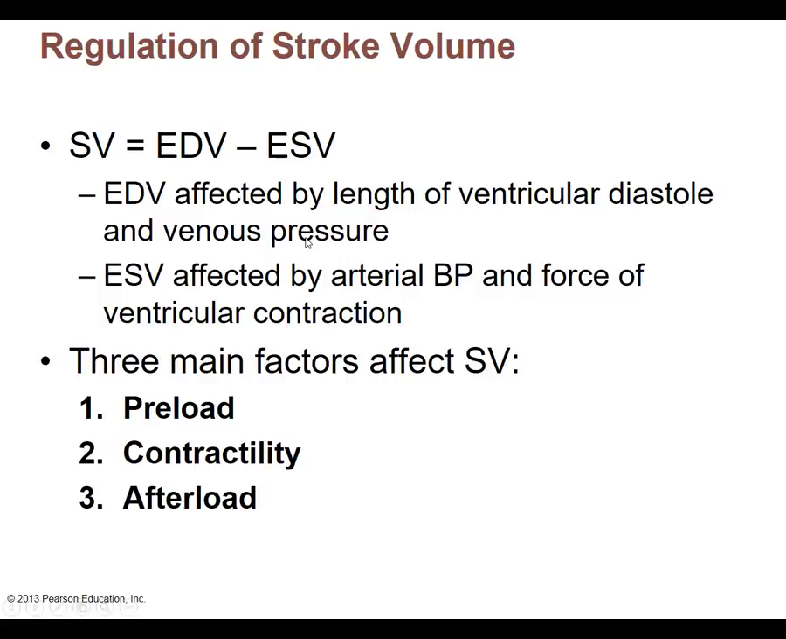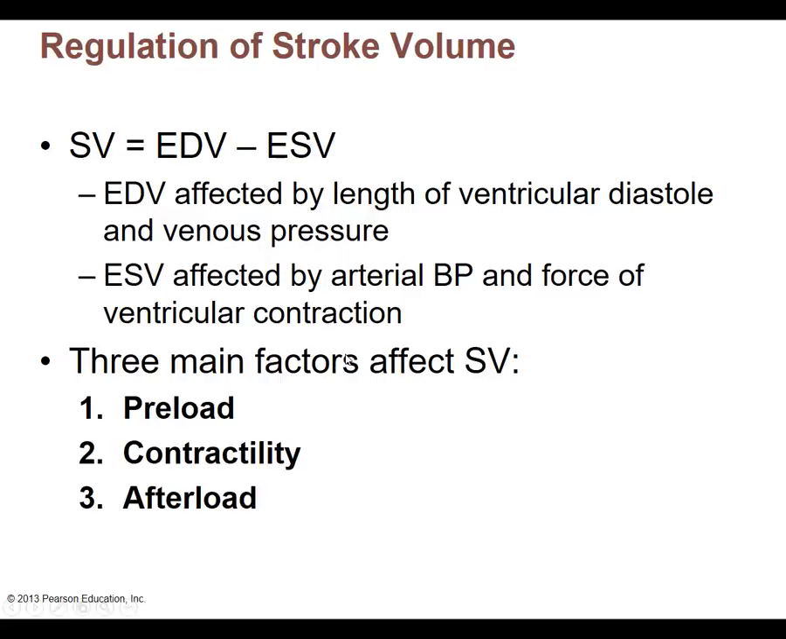And end systolic volume is affected by your arterial blood pressure and the force of your ventricular contraction. That is, how hard can your ventricles contract? If they can contract really hard, you're not going to have as much volume left in there. Same thing if your arteries have a really high blood pressure, your ventricles have to pump really hard to get blood into a high pressure. You may have extra blood left in your ventricles. If you have a low blood pressure, blood doesn't mind going there because it likes to go from higher pressure to lower pressure, and you might be able to send more blood out.